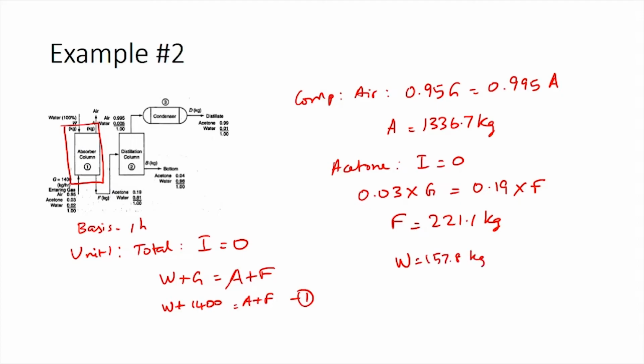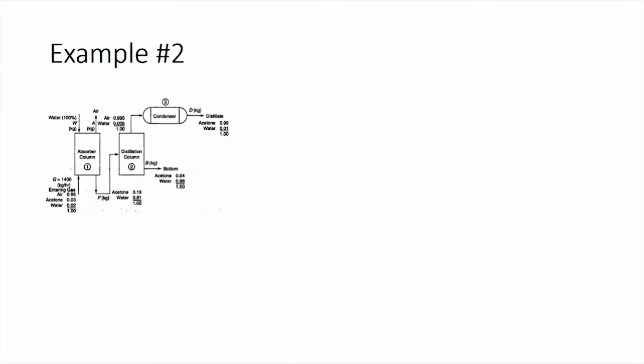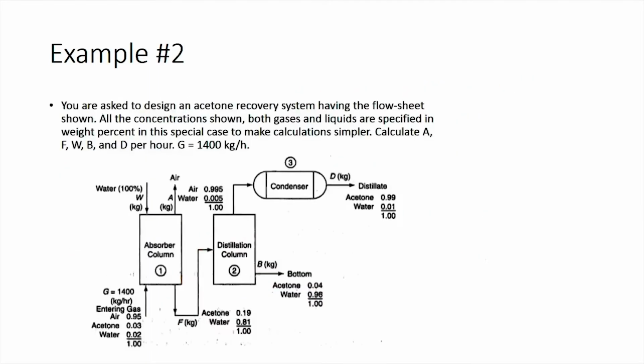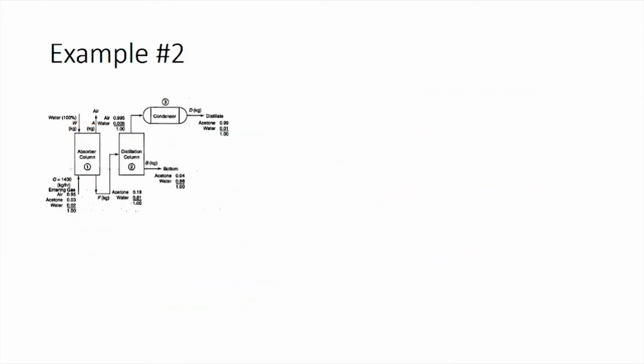157.8 kilograms. So, now if we go back and read the problem, what we would see is we have been asked to calculate W, A, F, D and B. One stream which we do not need to get any information about is this particular stream. So, this means we can actually calculate only B and D for the second part of the problem. We do not need to worry about this particular stream. So, what does this mean for us when we choose the systems?